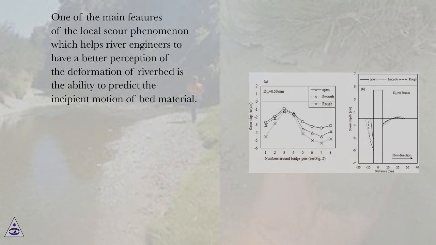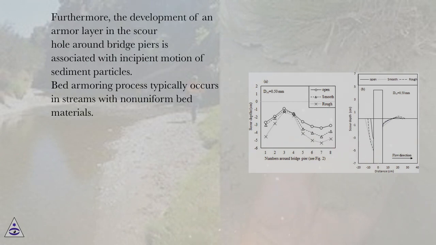One of the main features of the local scour phenomenon which helps river engineers to have a better perception of the deformation of the riverbed is the ability to predict the incipient motion of bed material. Furthermore, the development of an armor layer in the scour hole around bridge piers is associated with incipient motion of sediment particles. Bed armoring typically occurs in streams with non-uniform bed materials.